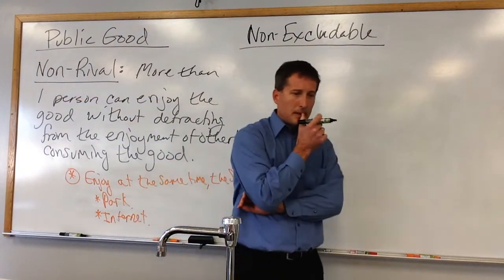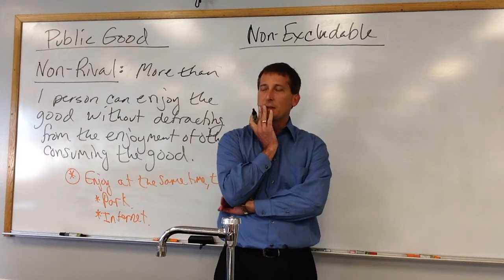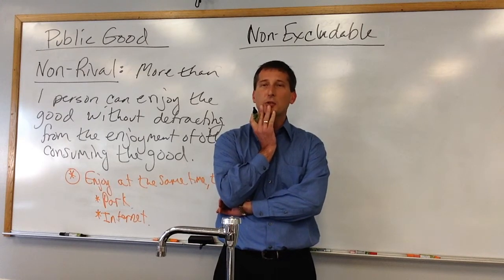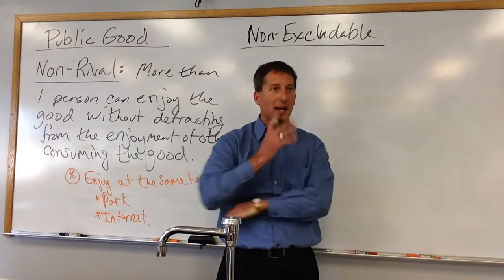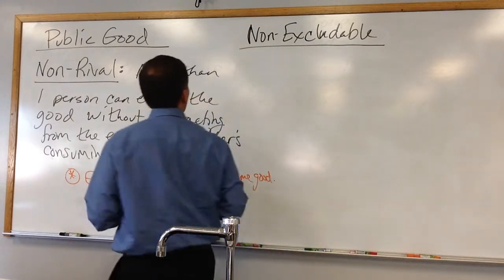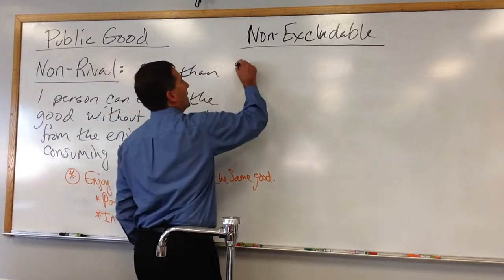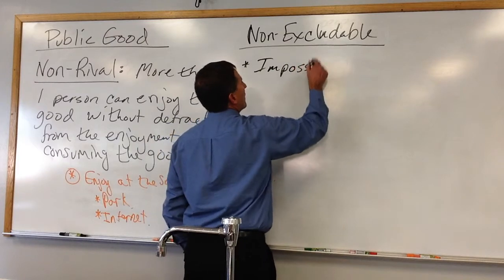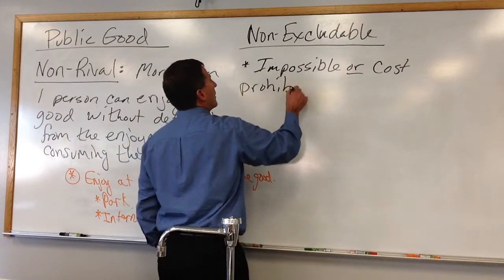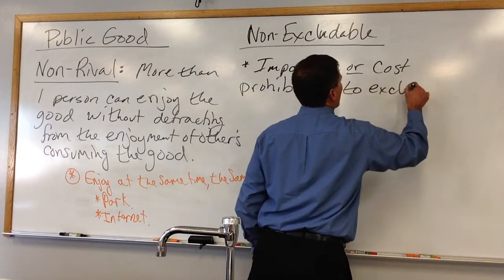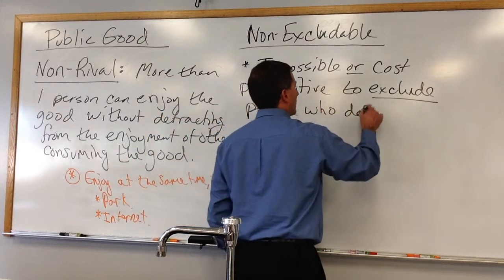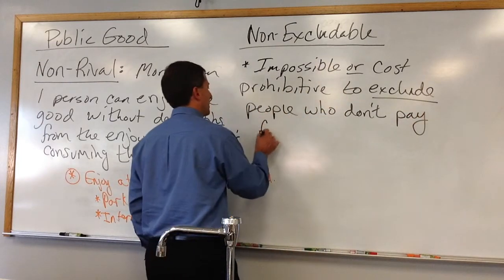So, the ice cream is excludable. In other words, if you go to McDonald's to get an ice cream cone, how do they exclude you from the enjoyment of that ice cream? You have to pay. So it's their thing. They give it to you, then you can enjoy it, right? So it's possible to exclude non-payers of the goods. So when something's not excludable, it is impossible, or cost prohibitive, to exclude people who don't pay for the good.